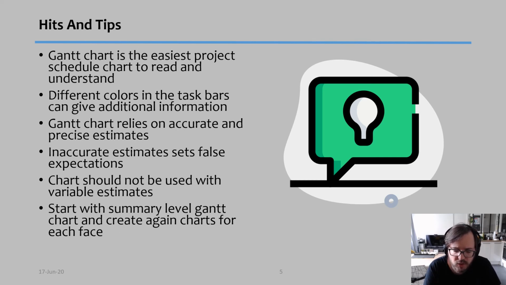And you should not use this type of chart or this type of technique if you have what we call variable estimates, estimates that might change during the plan. And you should start with your summary level Gantt chart, and then you can create Gantt charts for each one of the phases in case the phases have too many tasks inside of them to be able to create a massive Gantt chart itself.